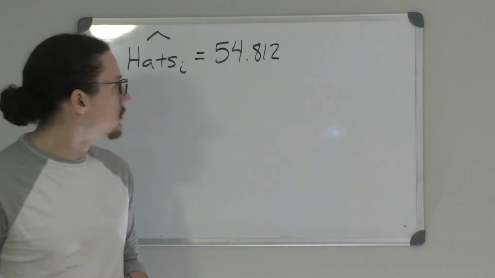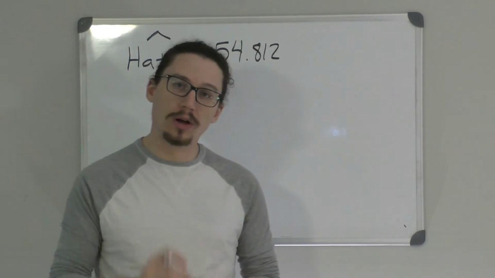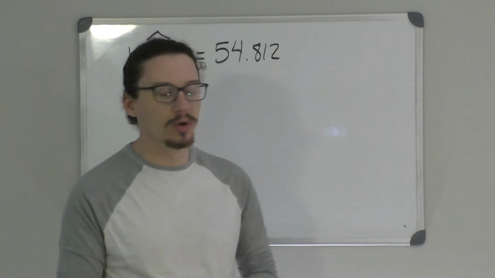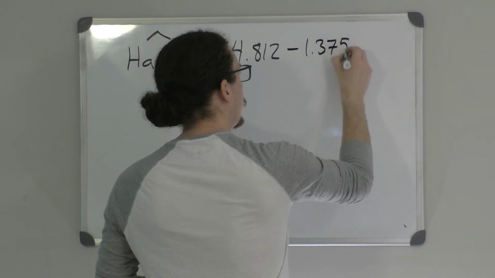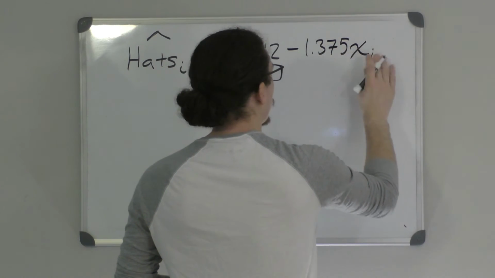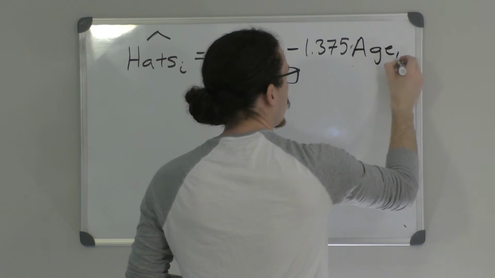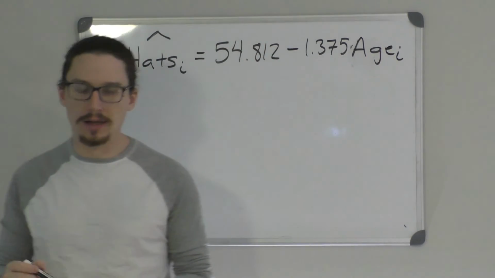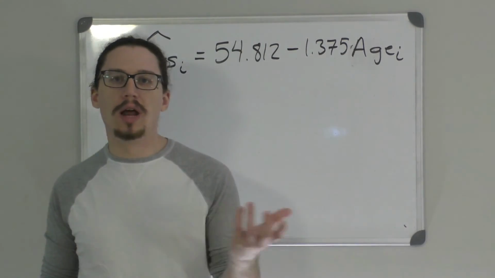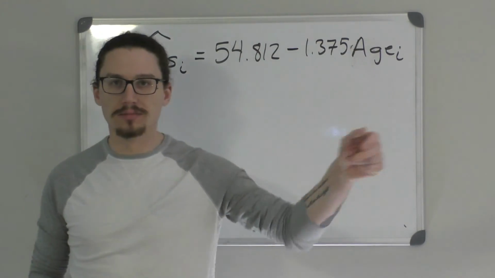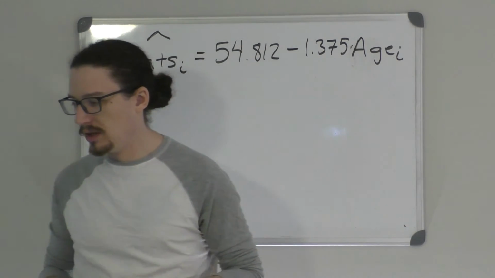plus B1. B1 in this case is negative, so it'll be minus 1.375 times hats I. And because this is the estimated equation, we don't have that error term. Right? That error term is only for the model and not for the actual equation.